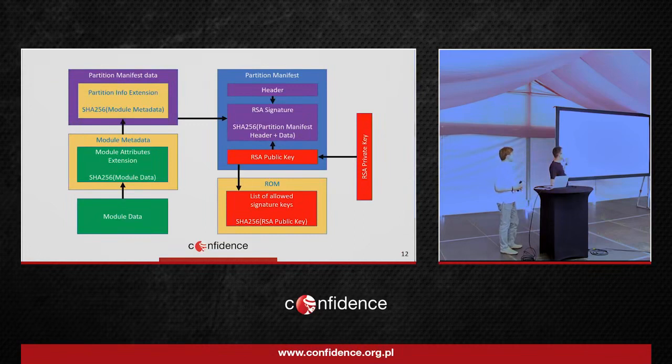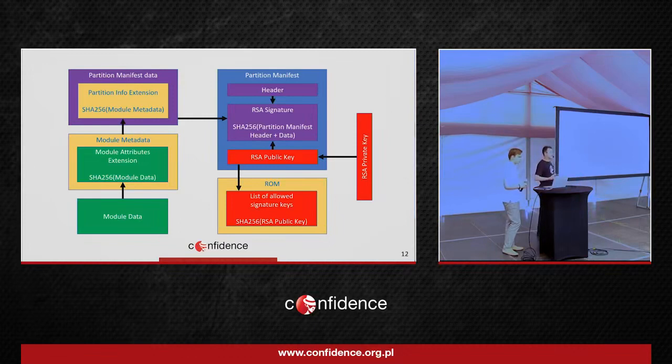And here is the picture from my presentation from Troopers last year. Here is a generalized picture of the layout of the secrecy partition of the management engine. When you need to run code from the management engine, from Flash, the management engine makes a lot of verification that the code is properly signed. And this part is signed with an RSA key, and the hash of that key is stored in the ROM.